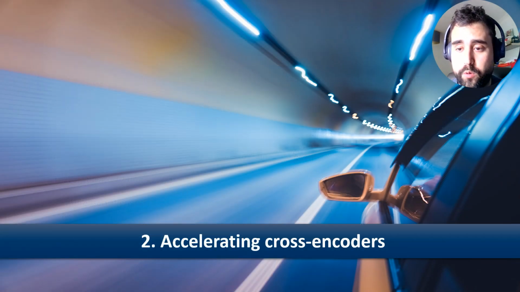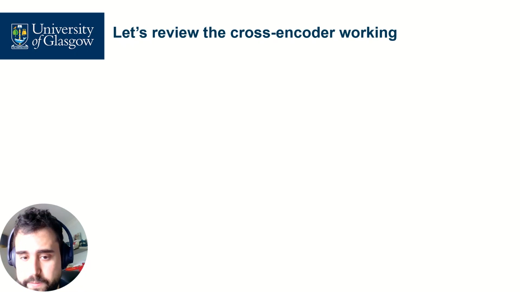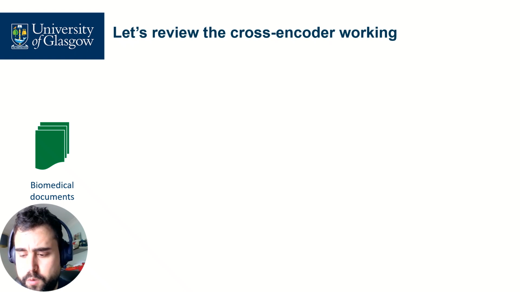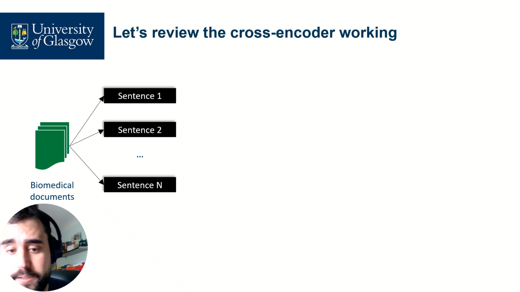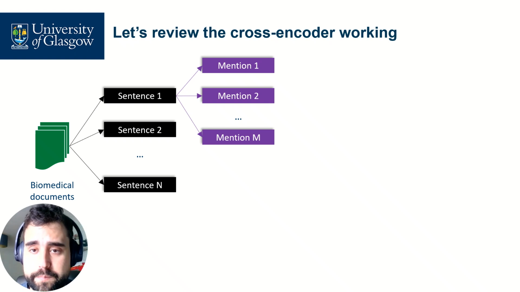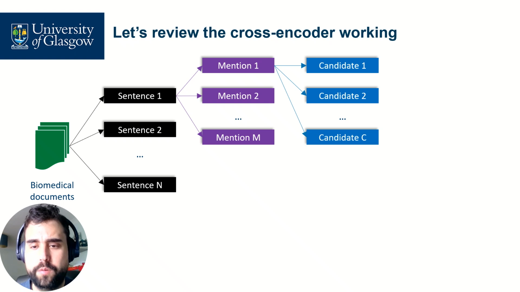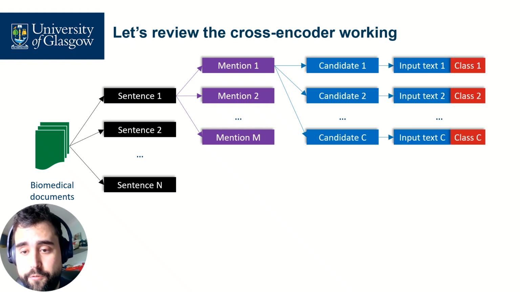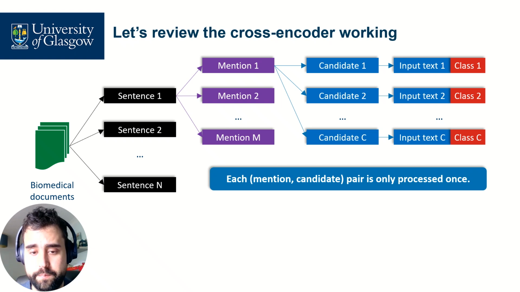Let's see how we can do this. For this, we first review how cross-encoders work. Given a biomedical document, we commonly divide the text in sentences. For each sentence, we observe multiple mentions. And for each mention, we use the first stage retriever to obtain a set of candidates. And then, for each mention candidate pair, we need to run the cross-encoder once. We make a call to the cross-encoder.